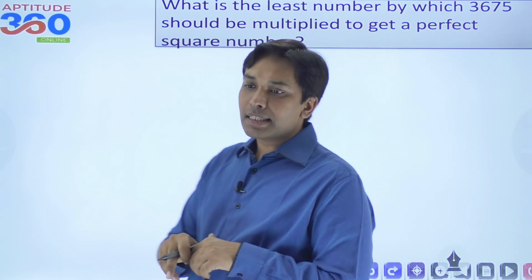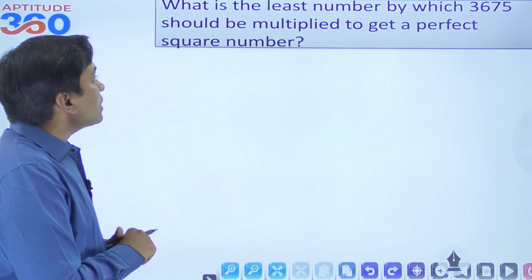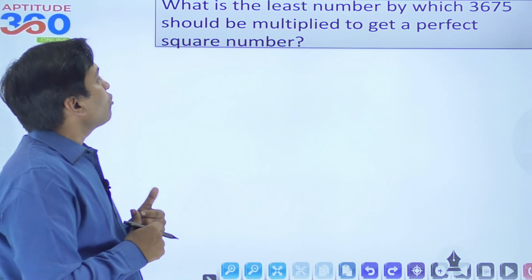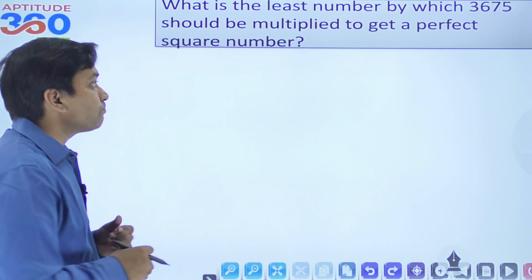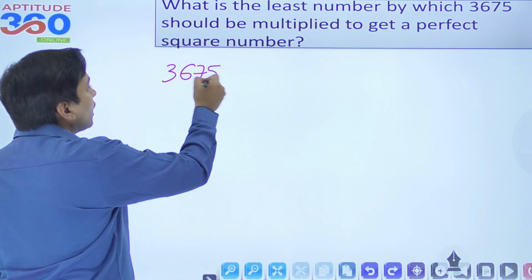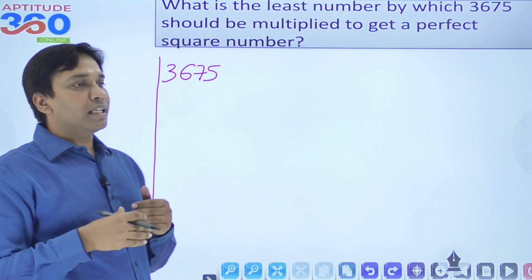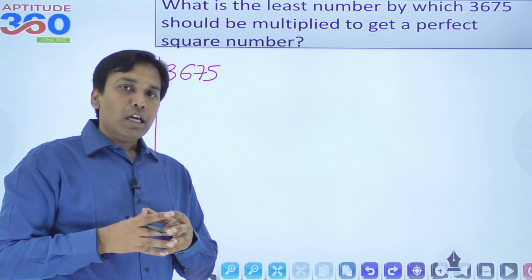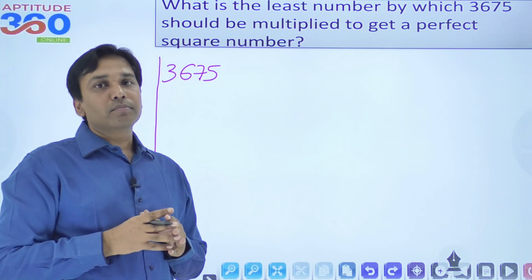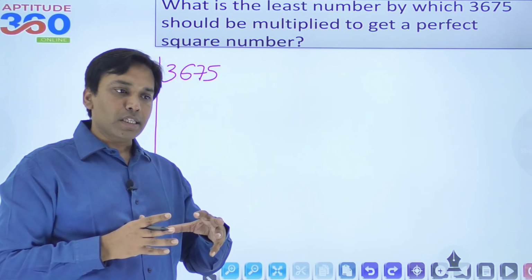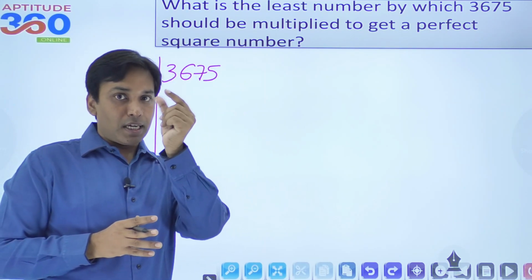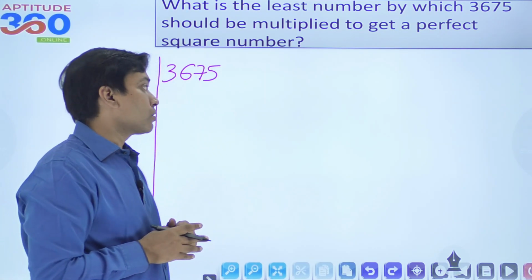This question says, what is the least number by which 3675 should be multiplied so that you get a perfect square number? Now see this, 3675. If you get problems like these, what you should do is prime factorize the number. The moment you do the prime factorization, you will have clarity whether all the primes have even numbers in the powers or not.